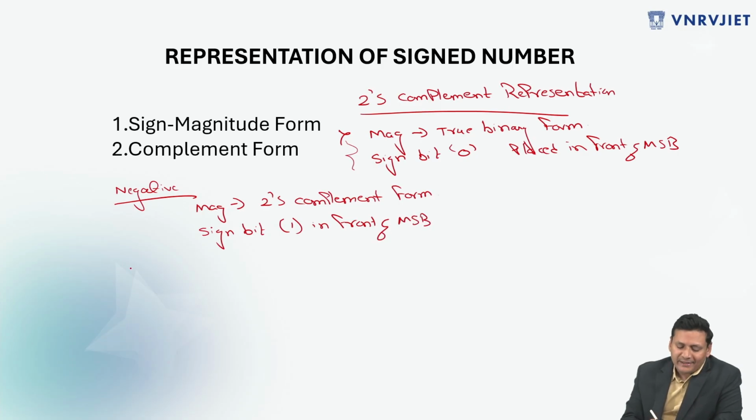Clear? Now we'll take the same example, representation of plus 15 and representation of minus 15. So how are we going to represent plus 15? It will be 0, 1, 1, 1, 1. This is my magnitude and this one is my sign.